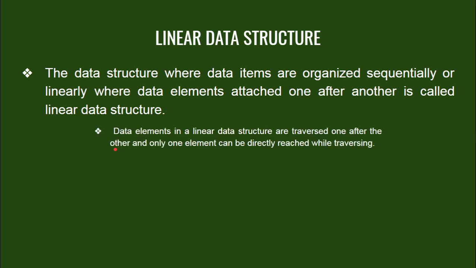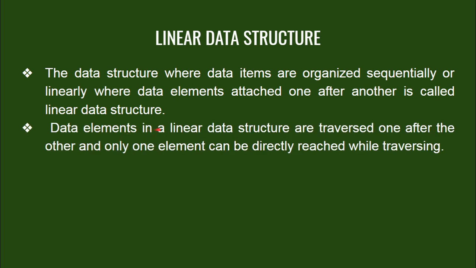Next, the data elements in a linear data structure are traversed one after the other, and only one element can be directly reached while traversing. What is traversing? It is visiting, or meeting, that is, we are just coming across that particular element. So in a linear data structure, the data are traversed one after the other. That means it can be done only one by one.